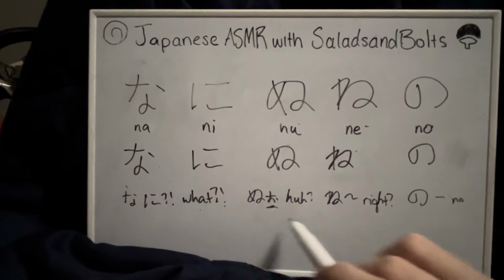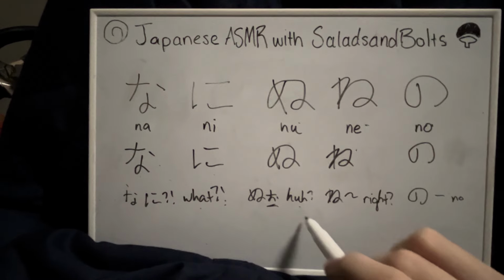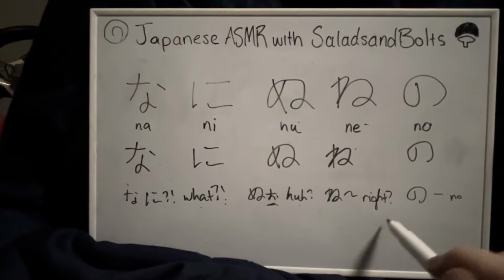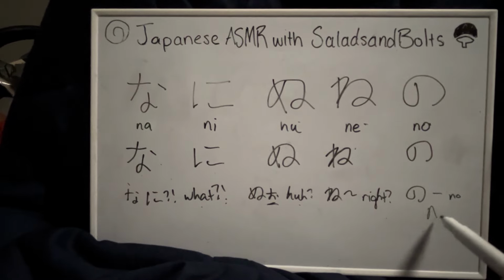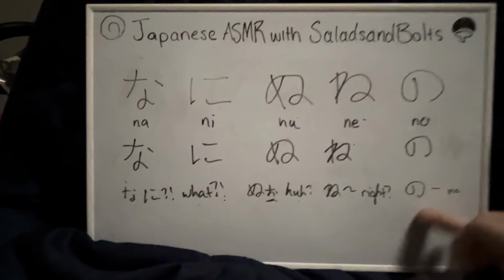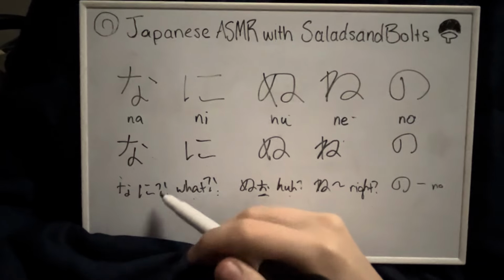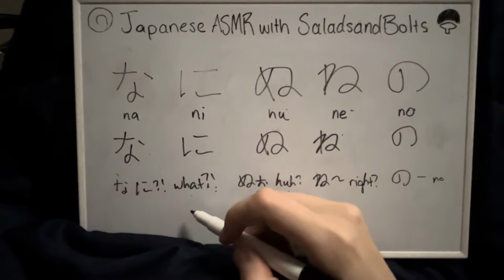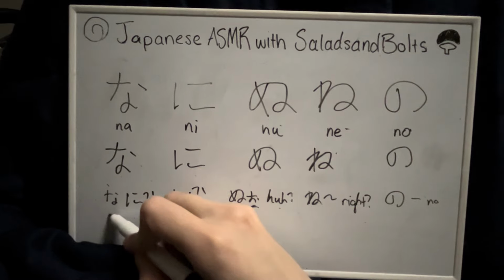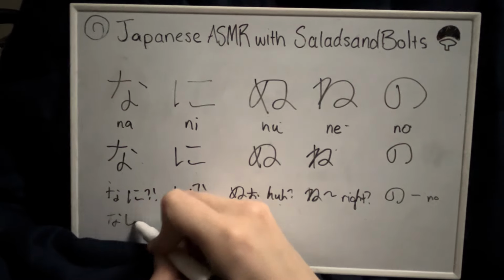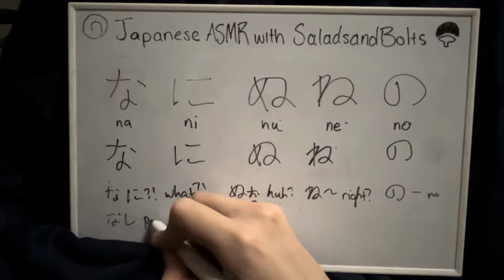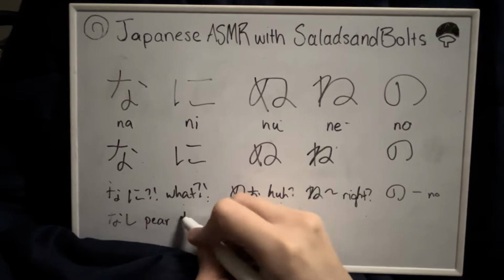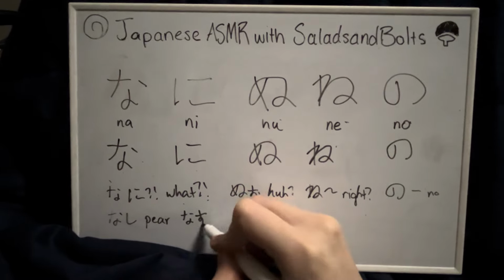Nani was "what?" No is "huh?" Ne is "right." No is "no." Other words that you can make with this, let's see. Nashi is pear. Nasu is eggplant.